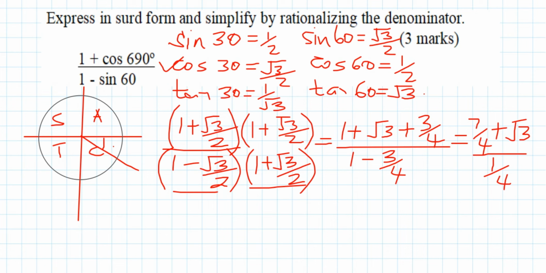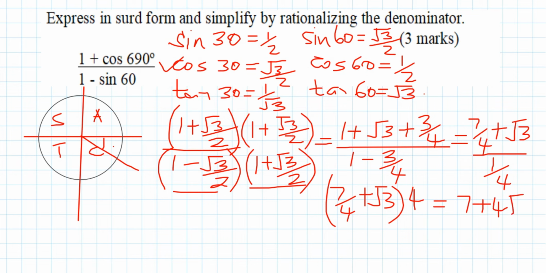So 7 over 4 plus root 3 divided by a quarter is the same as having 7 over 4 plus root 3 multiplied by the reciprocal of a quarter, which is 4. And so when you multiply this, we are going to have 7 plus 4 root 3. So this is going to be our expression being simplified to the simplest form.